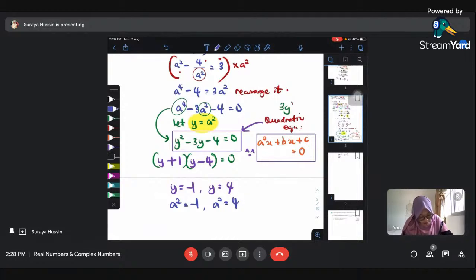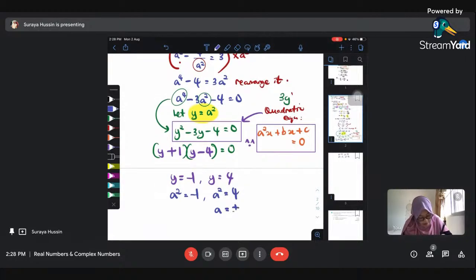So, dekat sini you akan dapat positive and negative 2. Kenapa positive and negative 2? Sebab bila square root kita ada dua jawapan. Bila kita ada dua jawapan, kita kena letak plus and minus.